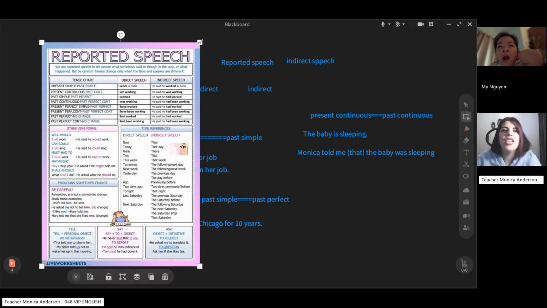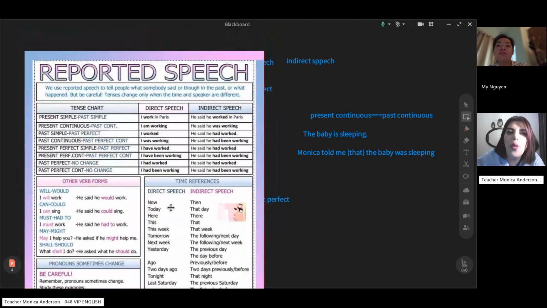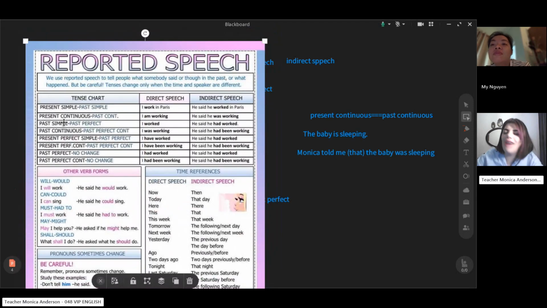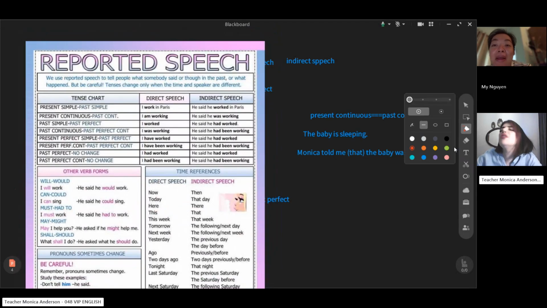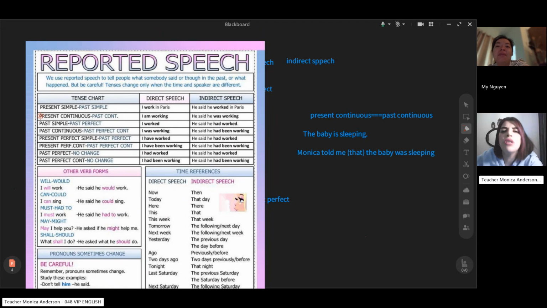But you don't need to learn all of them right now. As you can see, there are some rules. If you know the rules, it will be really easy to make sentences. For example, look, simple past: I work in Paris. He worked, had worked, so you can say indirect. So present simple, past simple. And past simple, past perfect. I worked, he had worked.